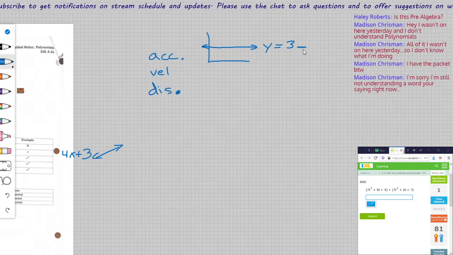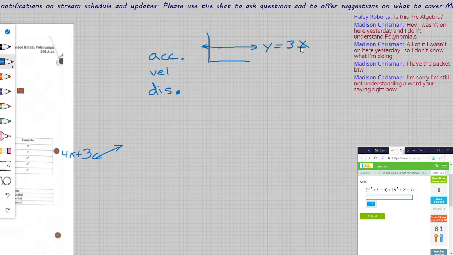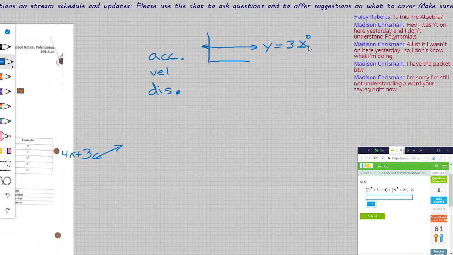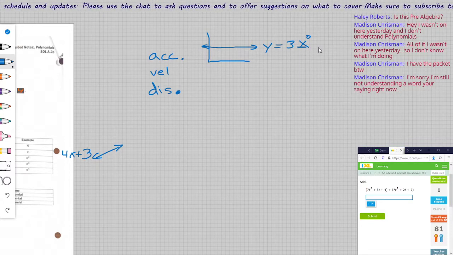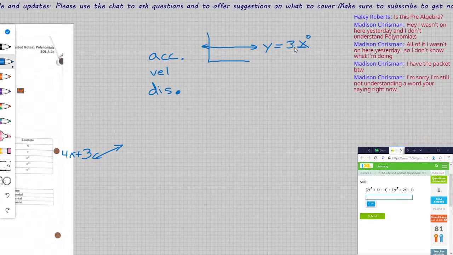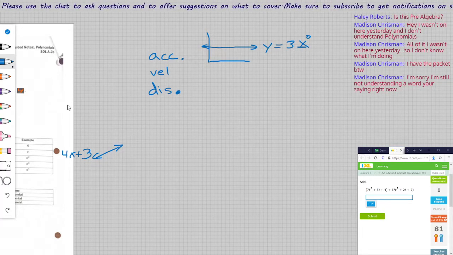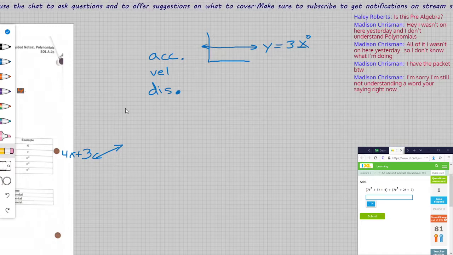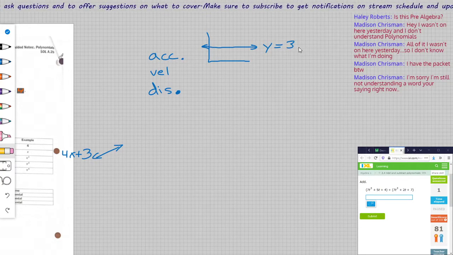Well, in essence, there is actually a variable, but that variable is to the 0 power. And what did we know anything to the 0 power equals? We know that it equals 1. So 3 times 1 is just 3. So there's no change in this output. Okay, so it stays the same. It's constant, never changing.